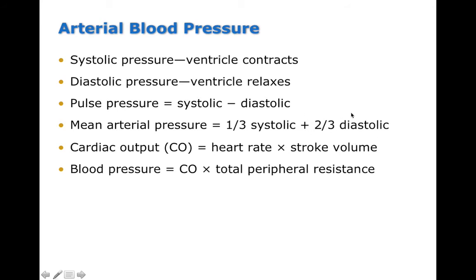Two-thirds of the time you're in diastole, or rest, whereas one-third of the time you're in systole. Now, pulse pressure is just the difference between systolic and diastolic pressures, and this should normally be around 40. So the difference between systolic and diastolic is around 40 or so.